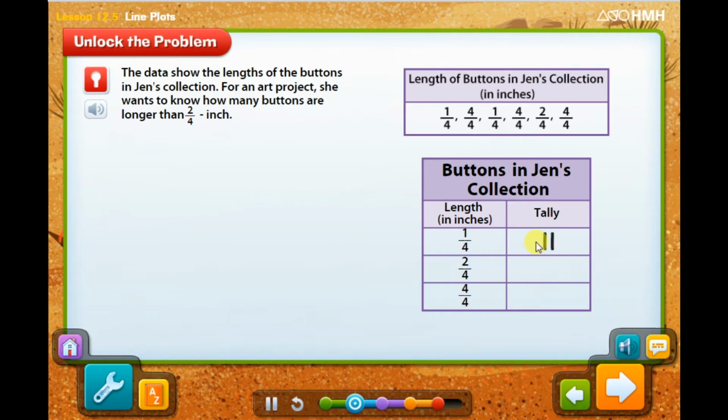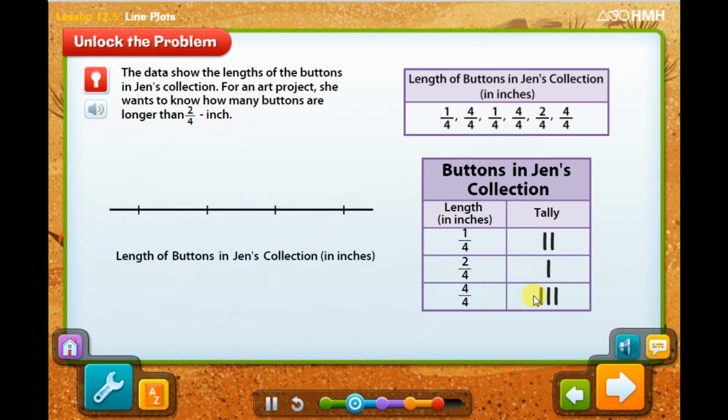There are 2 1/4 of an inch buttons. How many 2/4 of an inch buttons does Jen have? How many times is 2/4 repeated? It's 1 time, so we will put 1 tally. There is 1 2/4 of an inch button. How many 4/4 of an inch buttons does Jen have? We have 4/4 repeated 3 times. That's why we put 3 tallies. Jen has 3 4/4 of an inch buttons.